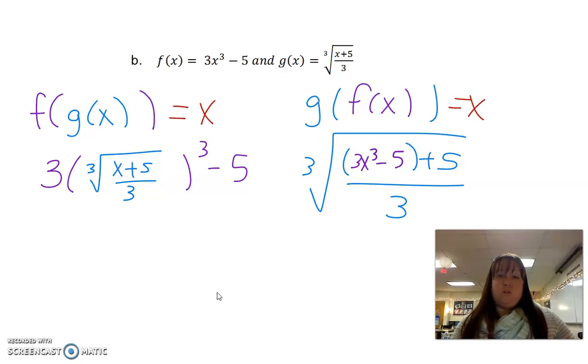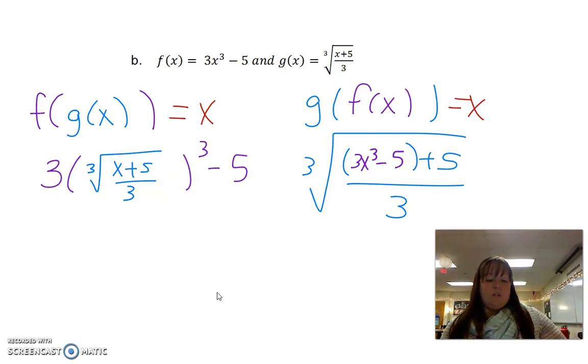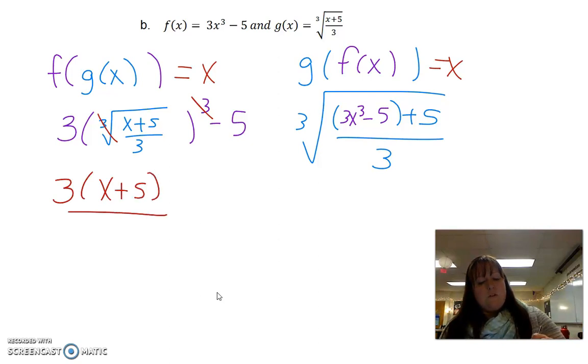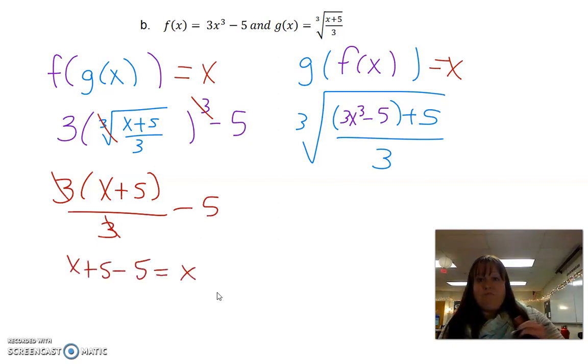That's the first thing we want to do, and now we need to see if they really are inverses, so we just go ahead and start simplifying. And we notice that this is a cube root cubed, so they cancel each other out. So we have 3 times x plus 5 over 3 minus 5. Well, those 3's cancel out, so we just get x plus 5 minus 5, which equals x. So f of g of x comes out to be x, so far we're on a good track. Now we look at the other one.